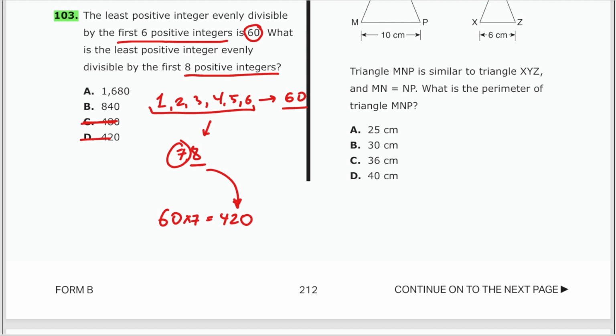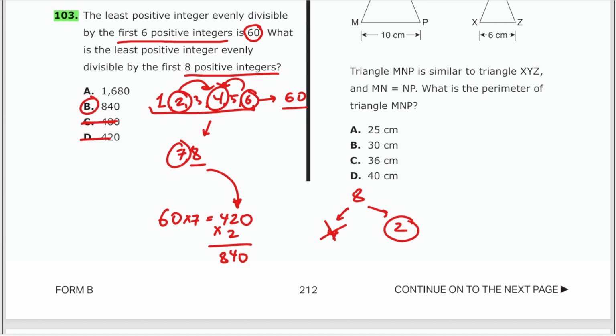So 8 is not a prime number, it is a composite number. So 8 has a factor of 4, which is already featured here, and it also has a factor of 2. Now we cannot reuse this factor of 2, right? Because this factor of 2 goes into 4. Same thing from 6, that factor of 2 also goes into 4, right? So the 4 is already included, 2 is not included. So we need to multiply 420 by 2 as well to get to 840, and that is the answer.